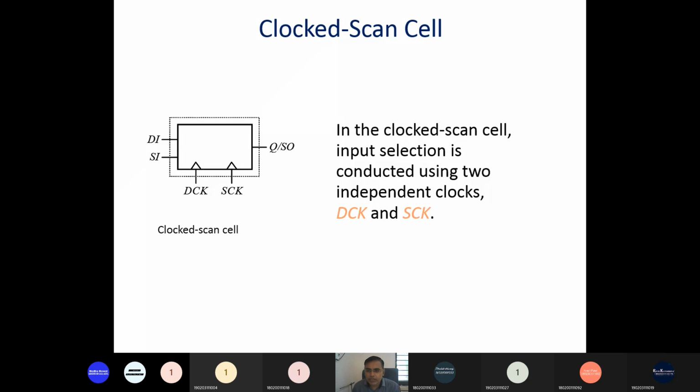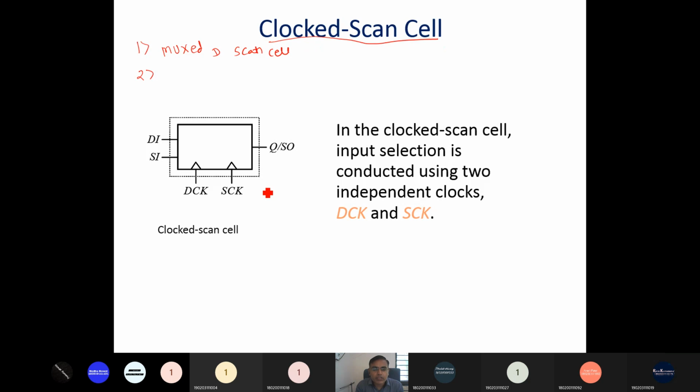So friends, we have covered in the last lecture. We have started the architecture of different scan cells, and we have gone through two types of scan cell. One is the MUX-D scan cell, and another one is a variant of the MUX-D scan cell in which we have level sensitivity. Right? So now the second scan cell is a clocked scan cell.